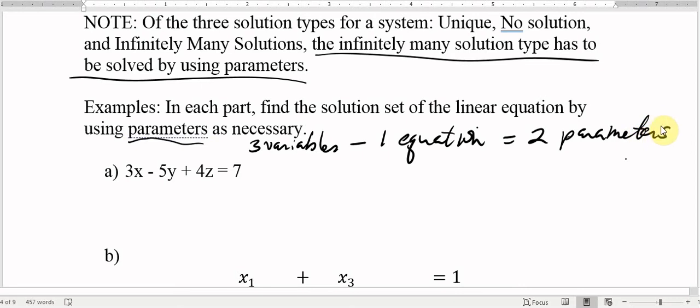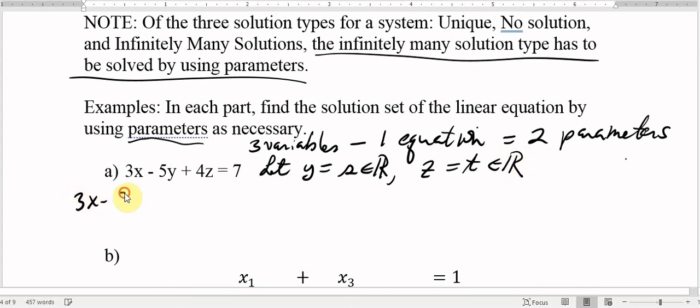Now, we use parameters, just alphabets. Typically S, T, or even R, sometimes U or V, and that kind of thing. Well, here we have two parameters, so we say let y equal s. Well, s could be any real number, and here let z equal t. But t is any real number.